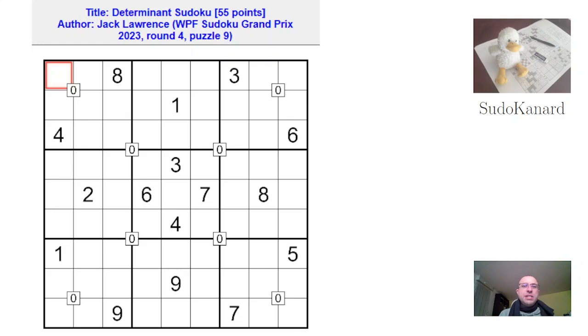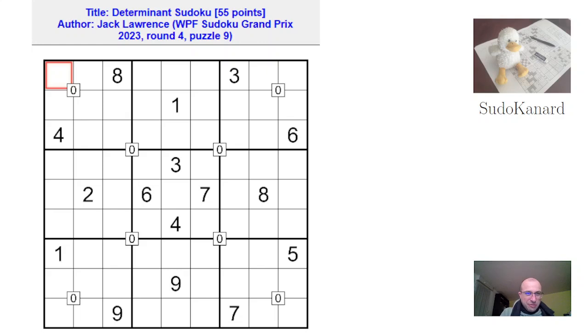We're here to solve this Determinant Sudoku that was created by British author Jack Lawrence for the recent Sudoku Grand Prix. And this is not a very common rule set, not a very common variant of Sudoku, which involves some somewhat advanced mathematics. The determinant of a matrix is something difficult. Well, in this case, it's not that difficult.